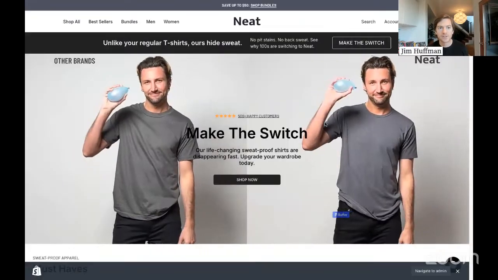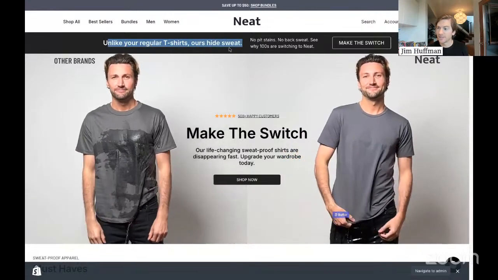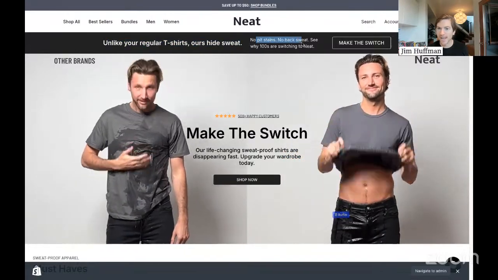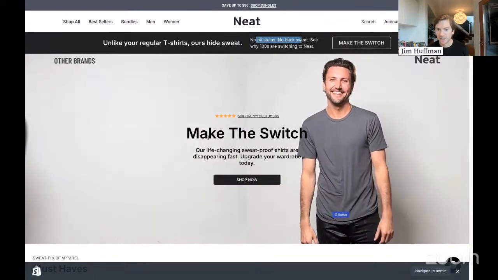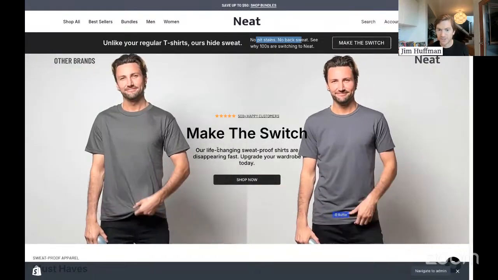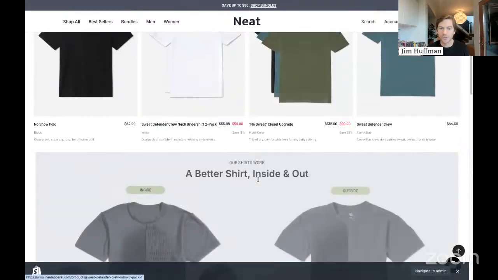Look what we did at the top. We put, "Unlike your regular t-shirts, ours hide sweat, no pit stains, no back sweat. See why hundreds are switching. Make the switch." And then look at the headline: "Make the switch. Our life-changing sweat-proof shirts are disappearing fast. Upgrade your wardrobe." And then there's more stuff we're doing.